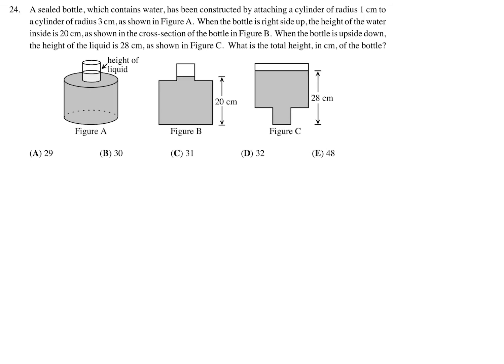A sealed bottle which contains water has been constructed by attaching a cylinder of radius 1 to a cylinder of radius 3 centimeters as shown in figure A. When the bottle is right side up, the height of the water inside is 20 centimeters, as shown in the cross section of the bottle in figure B. When the bottle is upside down, the height of the liquid is 28 centimeters, as shown in figure C. What is the total height in centimeters of the bottle? Okay. All right, so here we go.